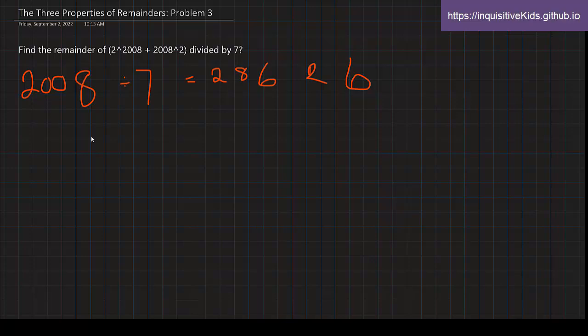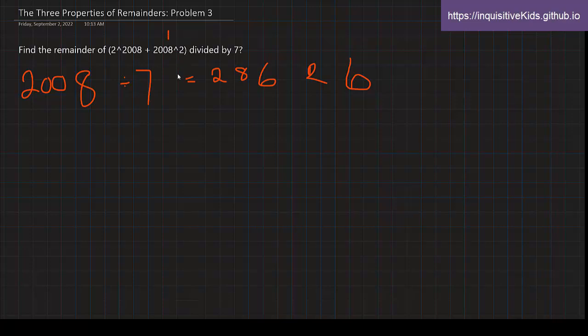So we have 29, 22, 15, and then, okay, so this will have a remainder of 1.